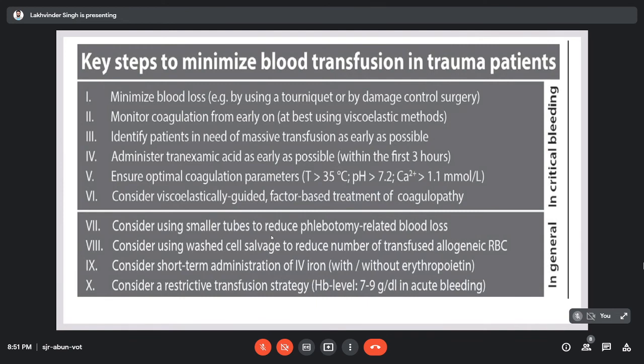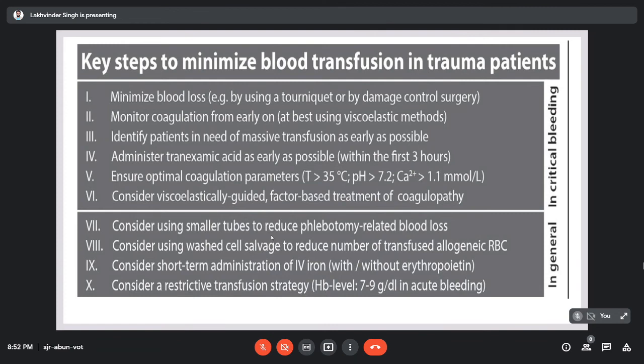Administer tranexamic acid, which is an antifibrinolytic agent, as early as possible. Within 3 hours, they say it is good if you give it within 3 hours. Ensure optimal coagulation parameters. That can be done by maintaining the temperature, because I told you that hypothermia causes coagulopathy. pH, you have to prevent acidosis, and calcium level, because calcium is required for the conversion of prothrombin to thrombin. If calcium is not there, because you are giving so much FFP also, that can cause hypocalcemia. And hypocalcemia is a feature of trauma-induced coagulopathy.